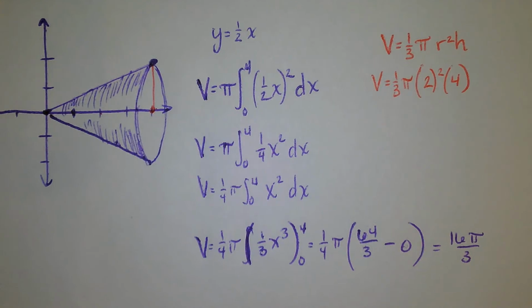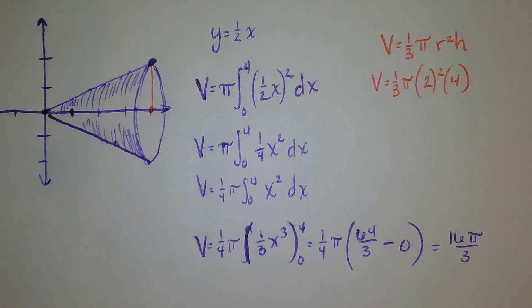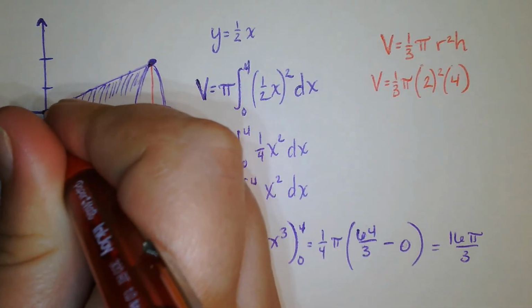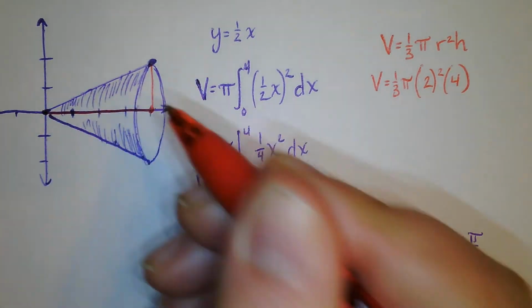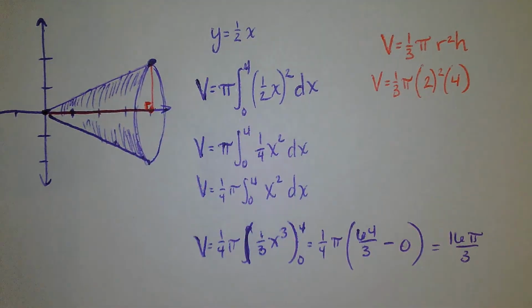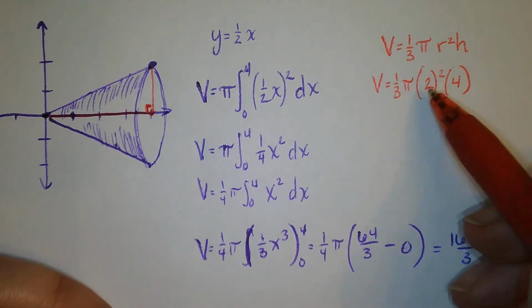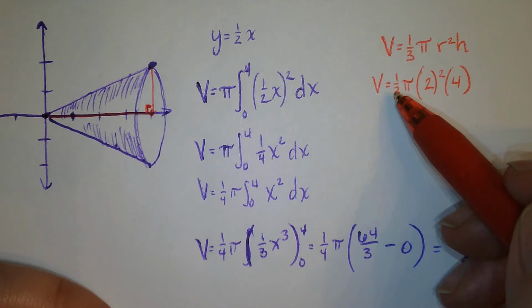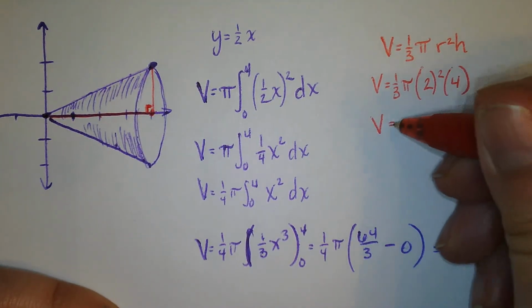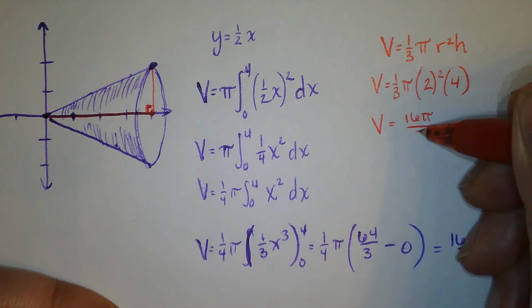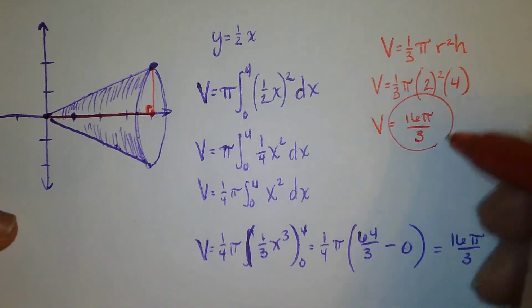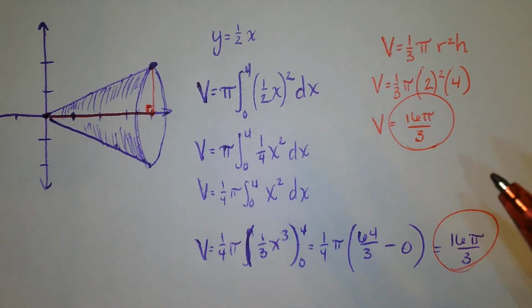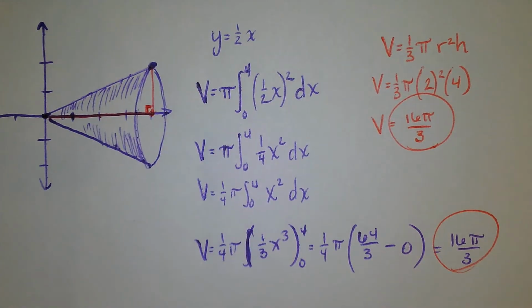So using the plain old formula, it's 1/3 pi r squared height, the r being the radius of the base. And this, of course, is a right angle. Anyhow, 2 squared is 4. 4 times 4 is 16. 16 times 1/3 is 16 thirds. You can see this is going to work out to be 16 pi over 3. Same answer. Now, obviously, not all of the solids of revolution that we look at are going to be this nice and work out perfectly like this. We just kind of hope they do.